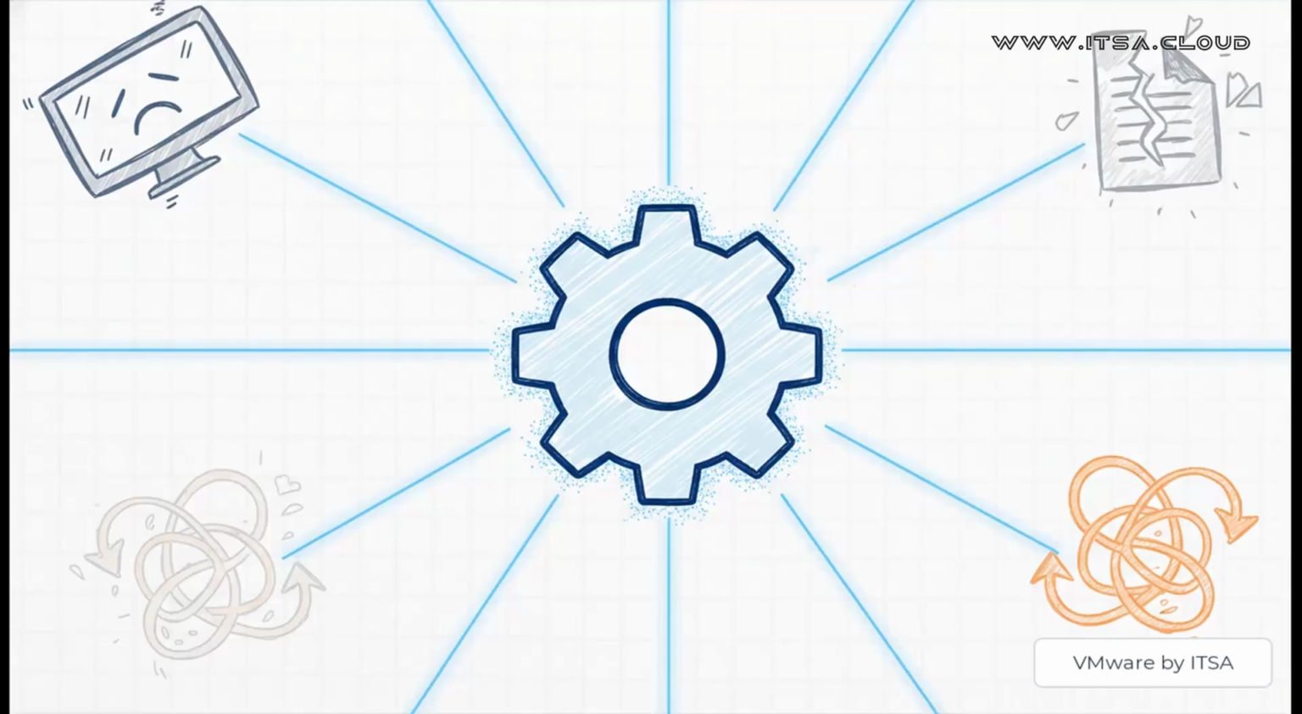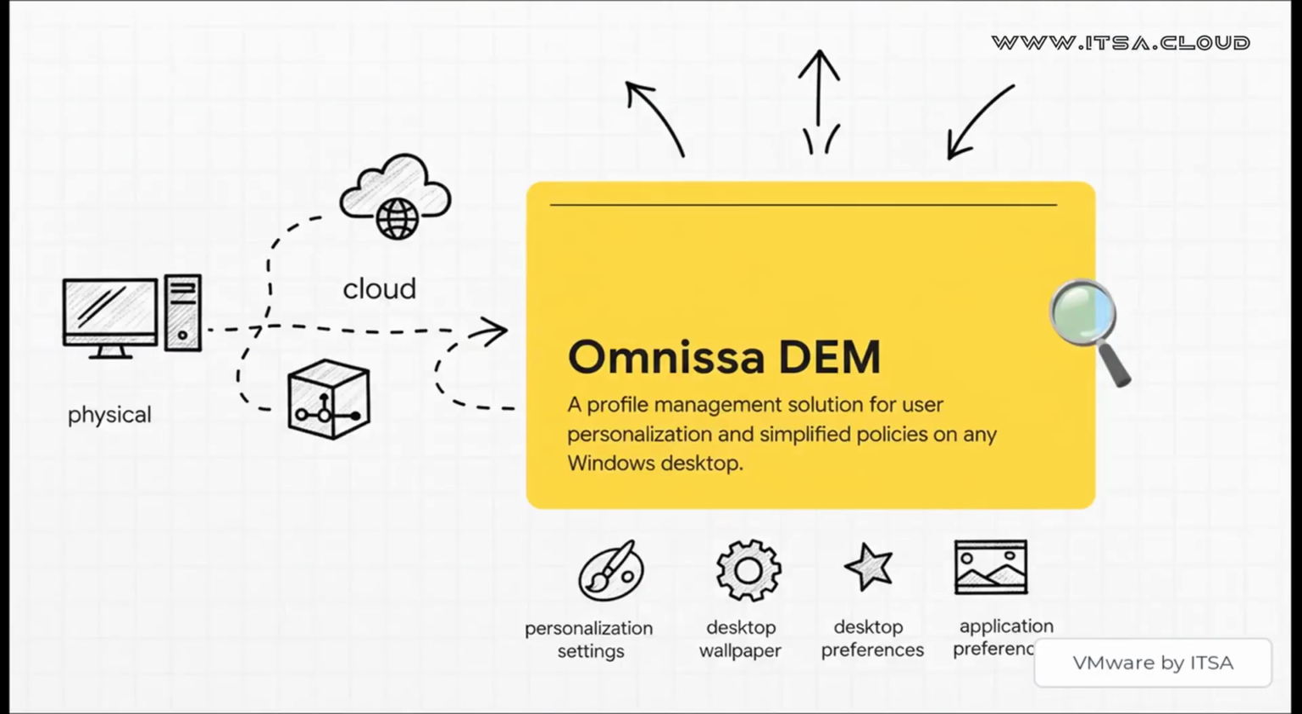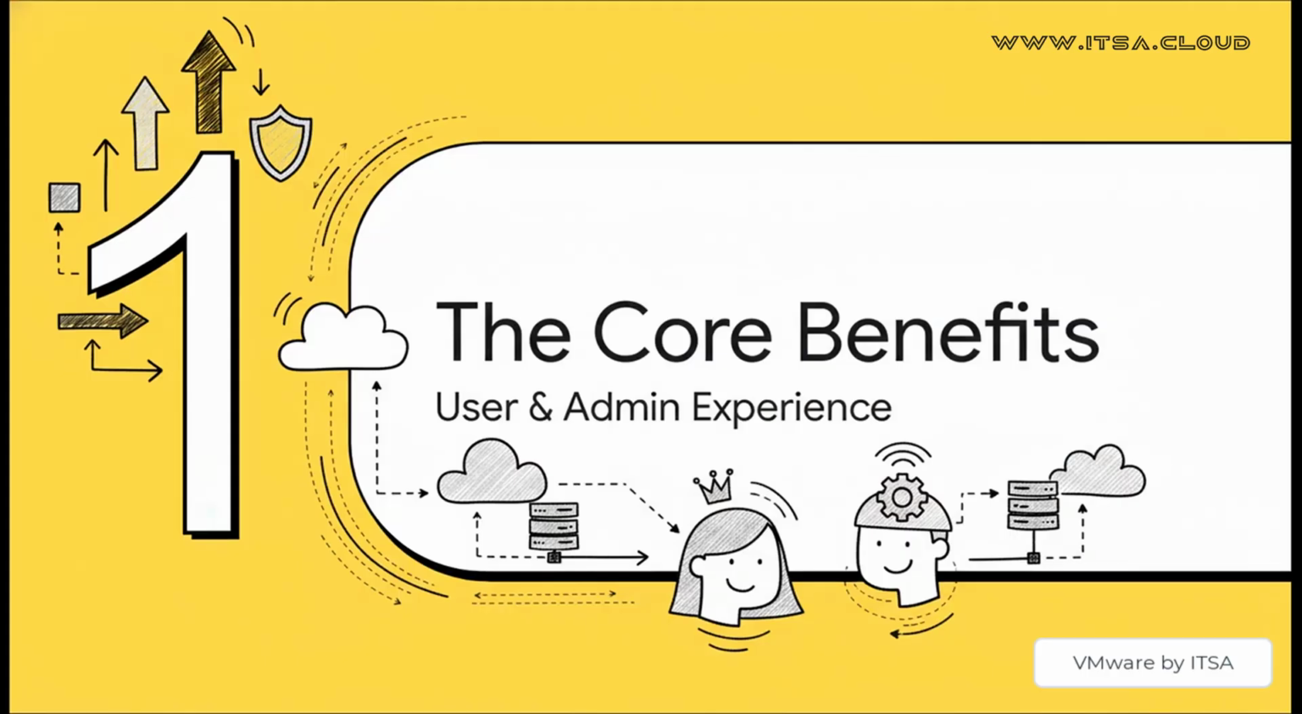And that modern approach has a name, Omnissa Dynamic Environment Manager, or DEM for short. This is the tool built from the ground up to tackle all those legacy problems we've been talking about. So what is it exactly? Well, at its core, DEM is a profile management solution. Its main job is to grab a user's personalization settings, things like their desktop wallpaper or application preferences, and apply them seamlessly, no matter what kind of Windows machine they log into. Could be virtual, could be physical, could be in the cloud. It just works.